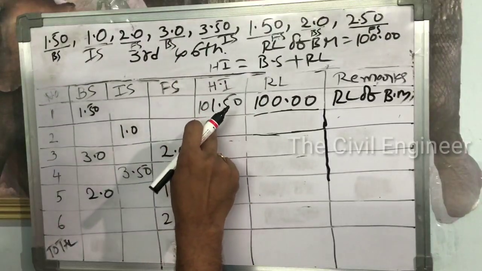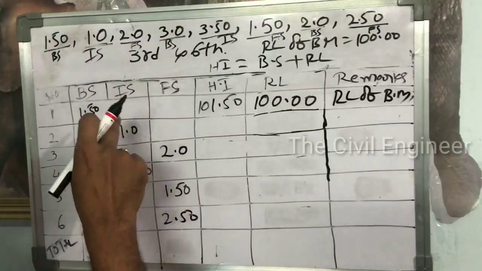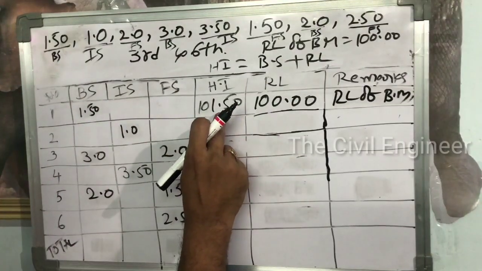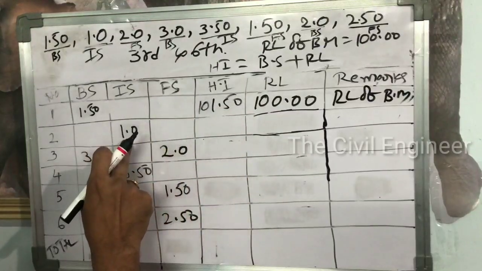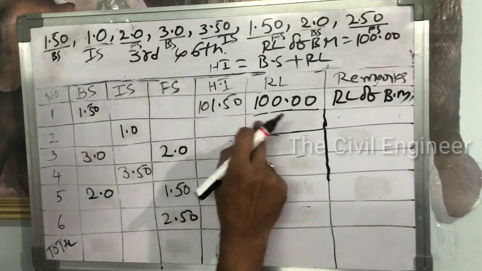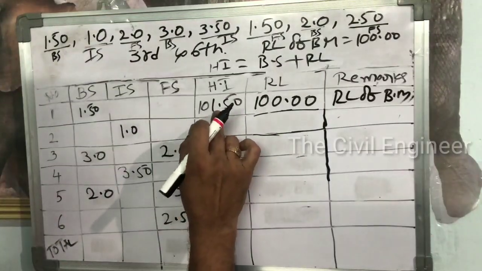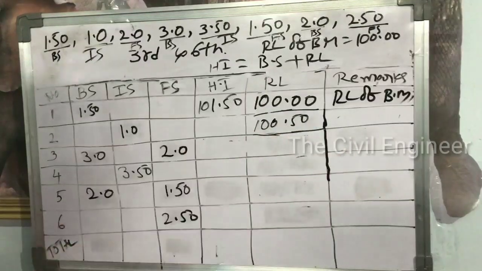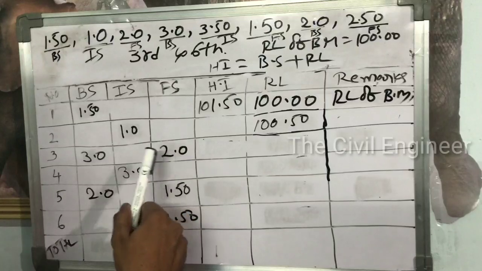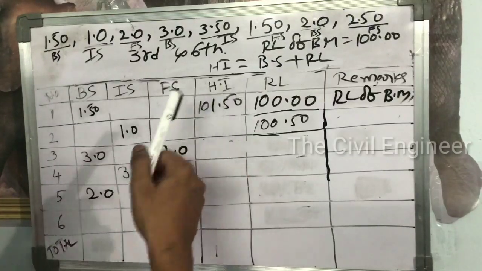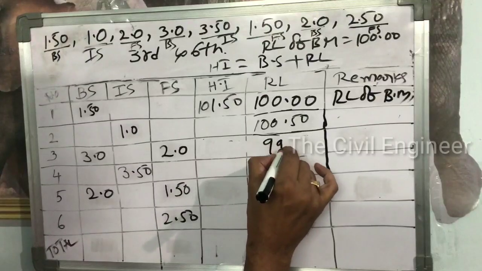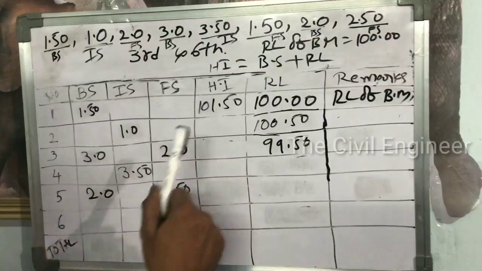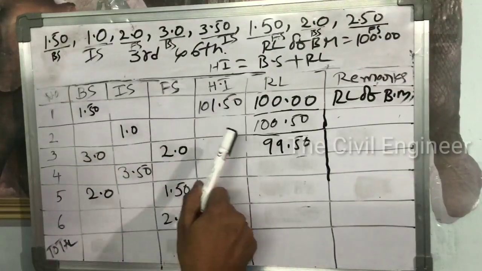From height of instrument we have to subtract intermediate side or foresight, whatever it may be. Here HI is 101.50. From this value we subtract intermediate side value 1, then you can find the RL. So RL is 101.50 minus IS, that is equal to 100.50. Again the next reading is foresight. 101.50 minus 2, that is 99.50. So HI minus IS is equal to RL, and HI minus FS is equal to RL.